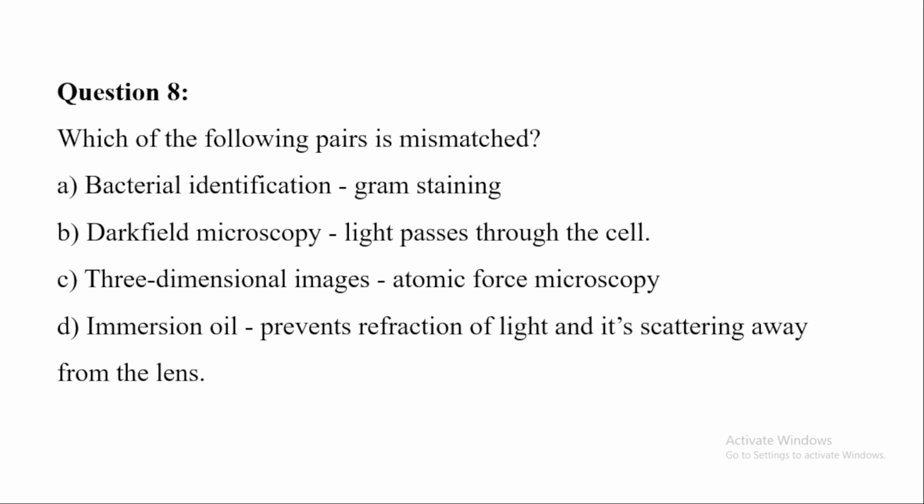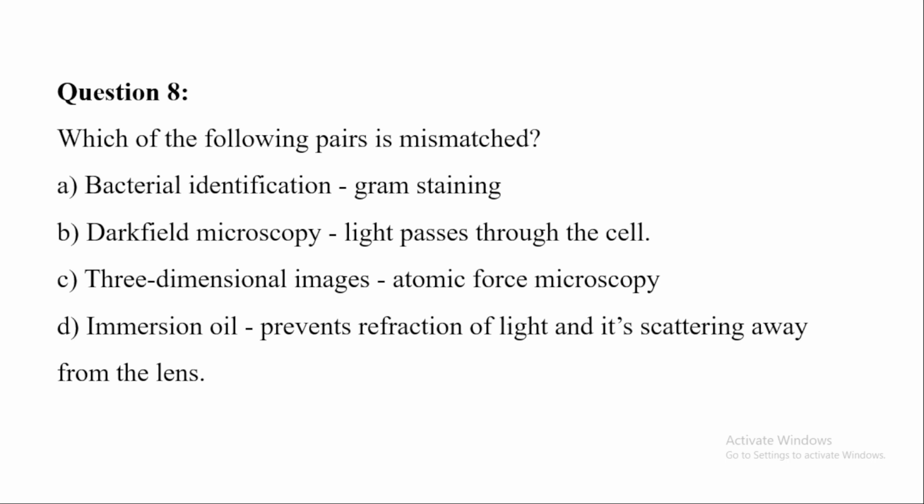So, bacterial identification can be done by gram staining, I have already explained. So, the pink cells will be gram negative and the purple cells will be gram positive. So, you can do the identification whether it is a gram positive cell or a gram negative cell based on that. So, that pair is correct. Three-dimensional images, atomic force microscopy is used to determine the three-dimensional images. So, that is correct.